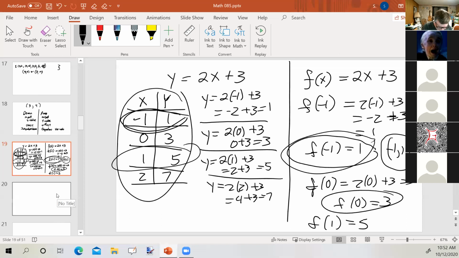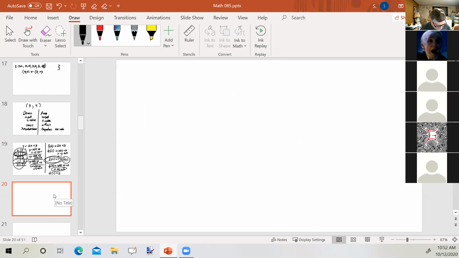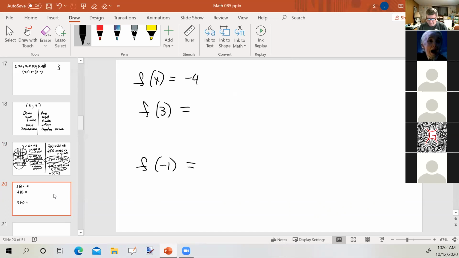Okay. So let's deal with some new functions and evaluating them for specific x or input values. Let's say I have f of x equals -4. And I want to find f of 3 and f of -1. So if f of x, oops, I wrote that incorrectly. Sorry, I wanted to say f of x equals -4x. There we go. Let's find f of 3 and f of -1.